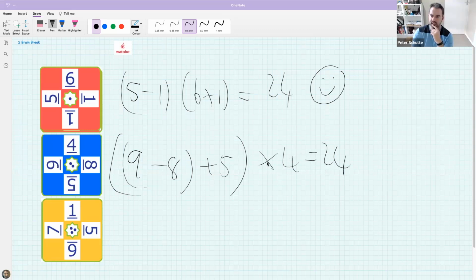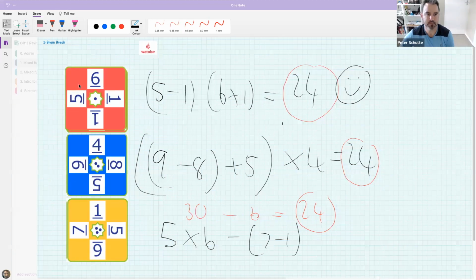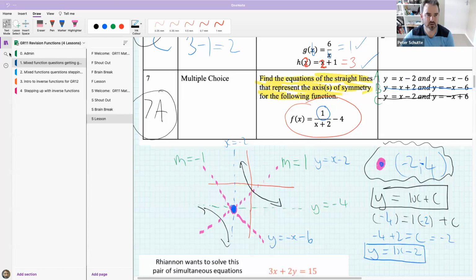And then I think Josh has taken the yellow one, because you go 5 times 6, which gives you 30, minus 7 minus 1. Now, 7 minus 1 is 6. So we have 30 minus 6, which gives us 24. Yep, Josh, you are quite correct. So well done to Josh, Emmanuel, and Andile. Let's get back to our lesson.